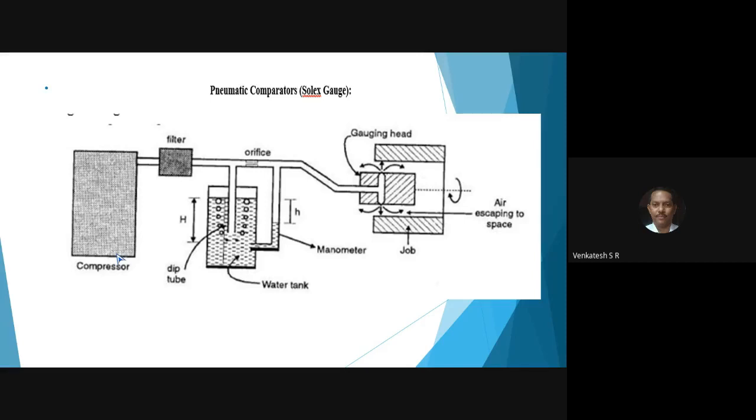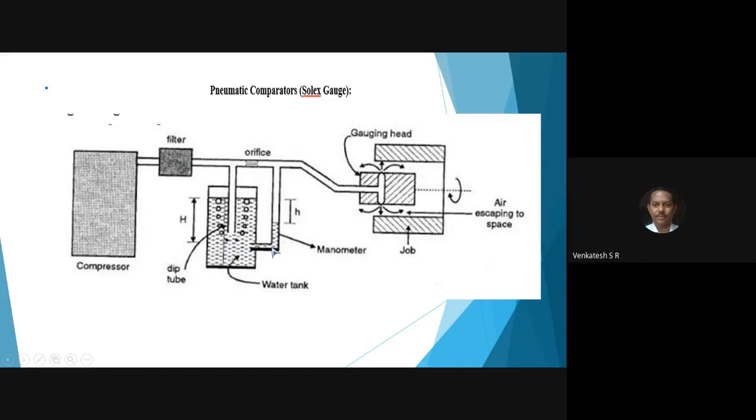First, you have a compressor. Here they have not mentioned 2-stage or 4-stage, so any type of compressor, and it is directly connected to the filter, because in the environment we have a lot of dust and dirt that you have to filter using the filter provided here. Next, there will be a water tank, which is connected to the manometer.